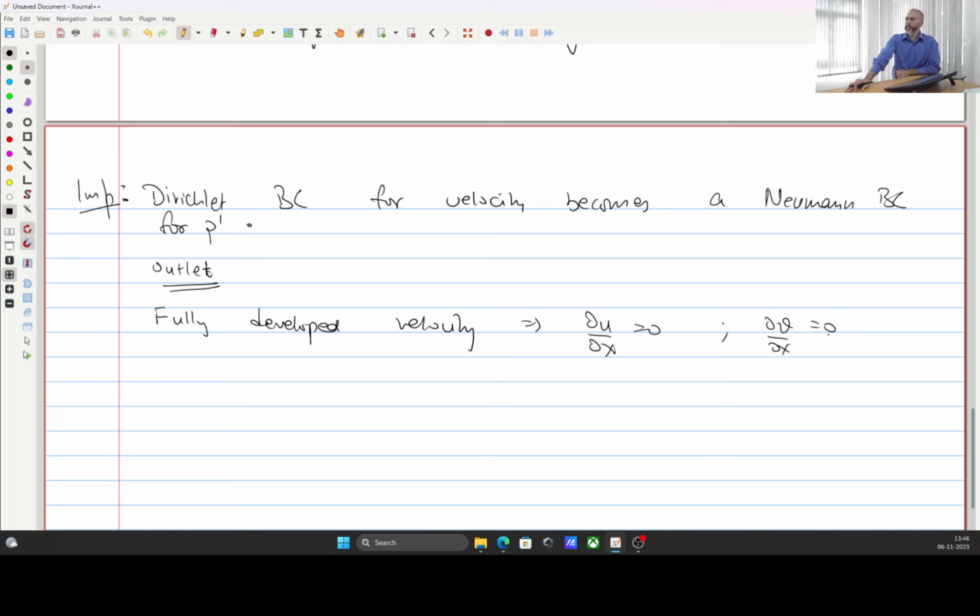But can I say del p prime by del x is also 0? Because if that was the case, then that means that our u primes are zeros. But that is not the case, right? So it's not a Dirichlet. Dirichlet boundary condition for velocities will imply that you have a homogeneous Neumann boundary condition for pressure. So we cannot apply a fully developed condition for p prime because that will imply that your u prime is 0. But that is not the case. So we cannot use it, so let me say this will be wrong.